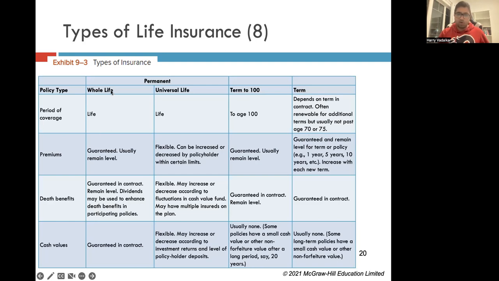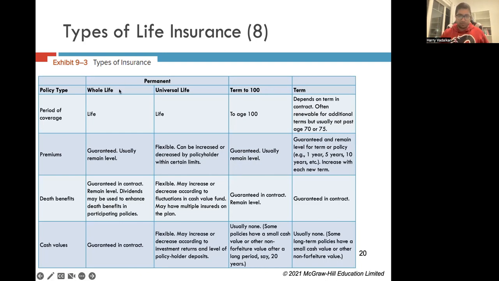Premiums: for whole life, the premiums are guaranteed. They usually remain the same. Universal life, the premiums are flexible, because if you want, you can invest more or you can invest less. They can be increased or decreased by the policyholder within certain limits. Term to 100, the premiums are guaranteed. They usually remain level. Term policy also, the premiums are the same throughout the term. But after the term gets over, the premiums will increase. They will change.